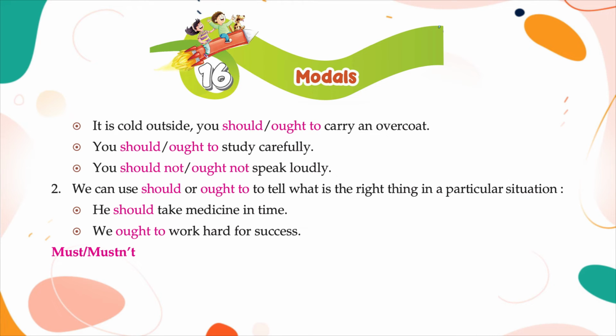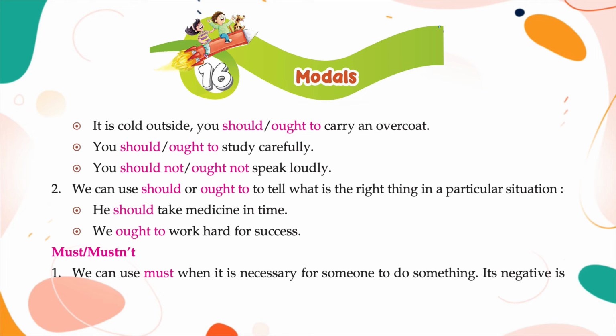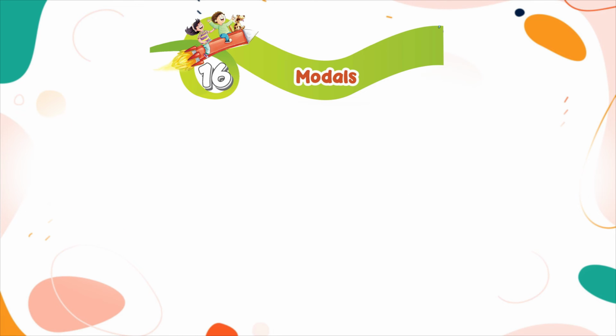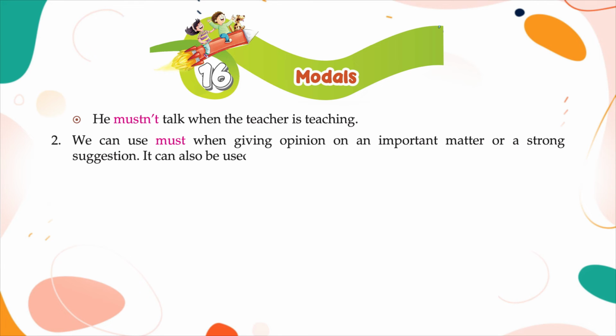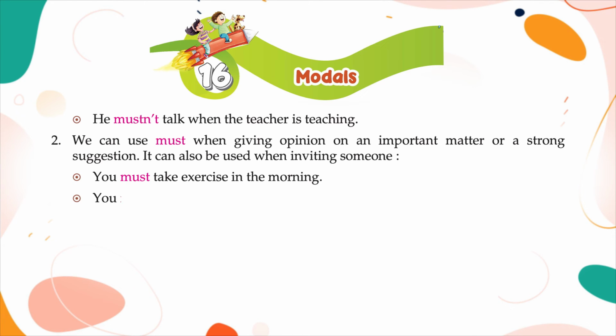Must or mustn't. We can use must when it is necessary for someone to do something. Its negative is mustn't. You must behave yourself. He mustn't talk when the teacher is teaching. We can use must when giving opinion on an important matter or a strong suggestion. It can also be used when inviting someone. You must take exercise in the morning. You must visit us for dinner this evening.